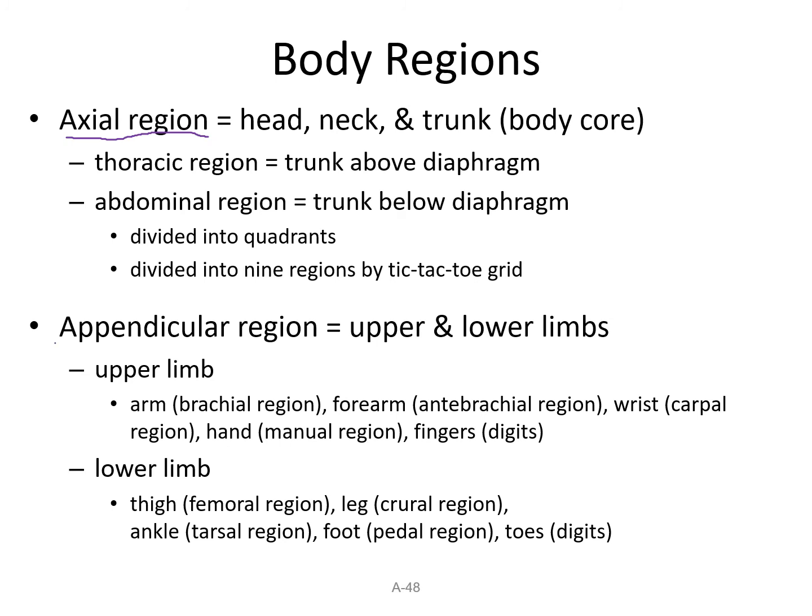And the appendicular, I feel like is very, very easy. It's just your limbs, right? It's your arms and your legs. It's your upper limbs and lower limbs, which include your arm, your forearm, your wrist, your hands, and your fingers. And your lower limbs are going to include your thigh, your leg, your ankle, your foot, and your toes.